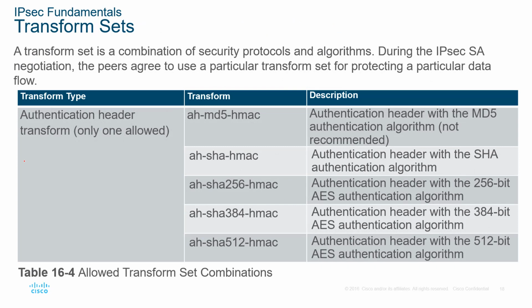So we have a few different types of transform set rules. If we're looking at the authentication header only, and again this is only allowed once, we could be looking at AH-MD5-HMAC, AH-SHA-HMAC, or we could do SHA-256, SHA-384, SHA-512, and so forth. These are the different types of modes that we can do. And again, this is authentication header only.